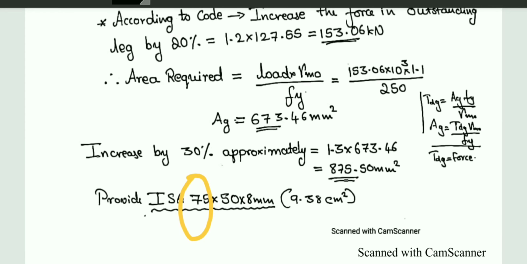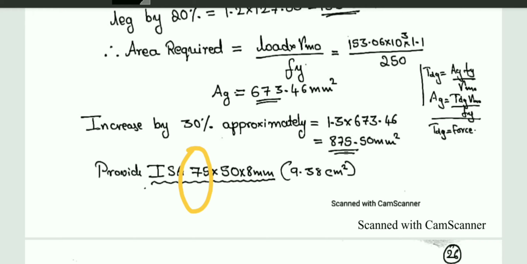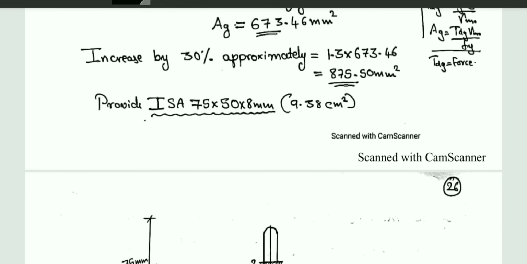So I can place it together, and the height will be matched there. 75 will be matched there. 75 into 50 into 8. The area should also be greater than 875 mm square, and the area obtained is 938 mm square, which is greater. So it is fine, it is safe. So this will be the lug angle.